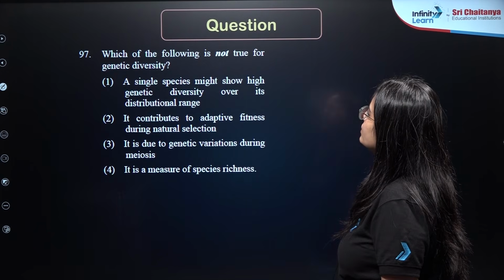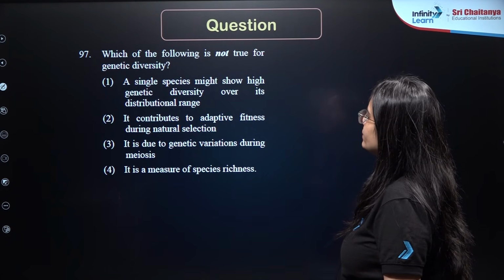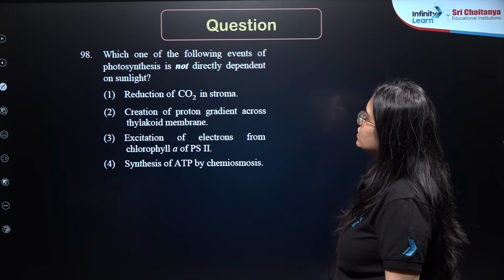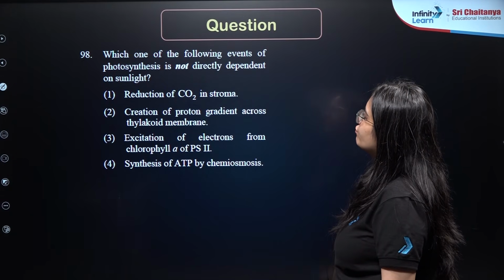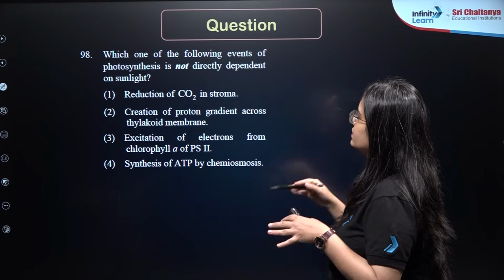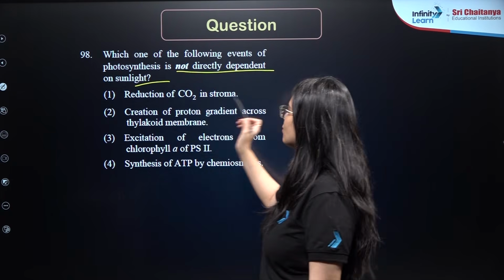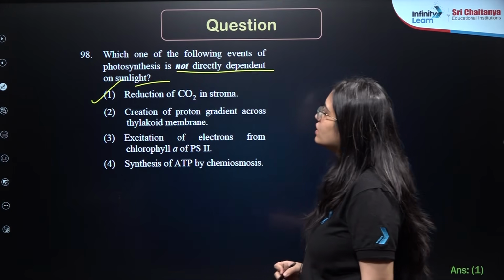Which one of the following is not true for genetic diversity? It is a measure of species richness, very obvious. Which of the following events of photosynthesis is not directly dependent on sunlight? It has to be reduction of CO2 in stroma.